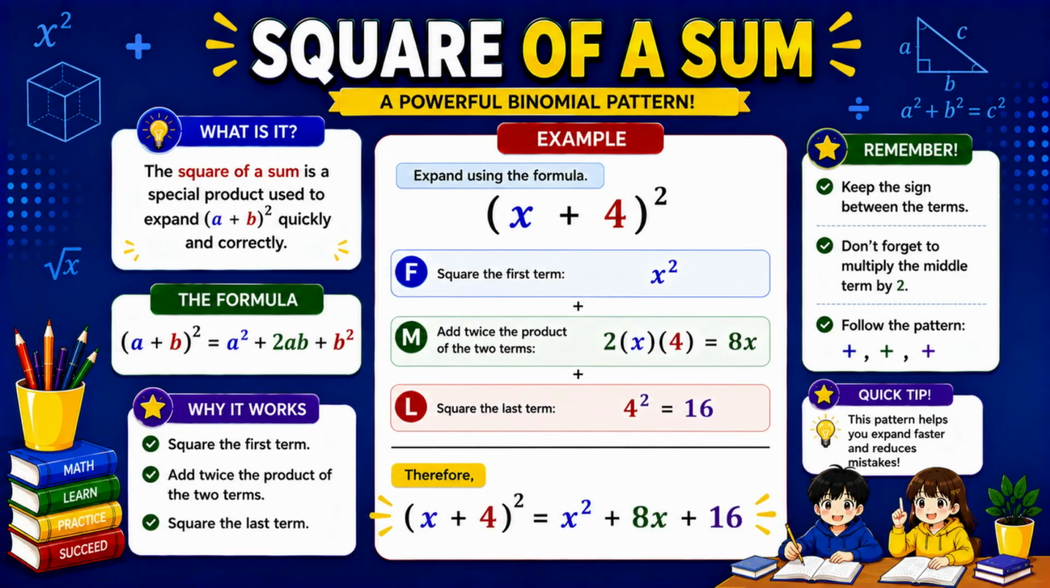For the square of a sum, square the first term, add twice the product of the two terms, and then add the square of the second term. For x plus 4, the result is x squared plus 8x plus 16.